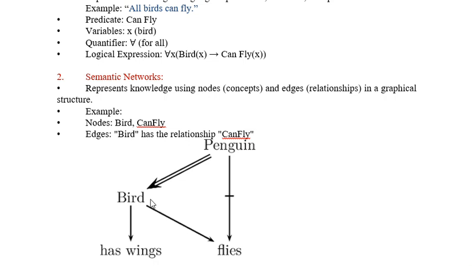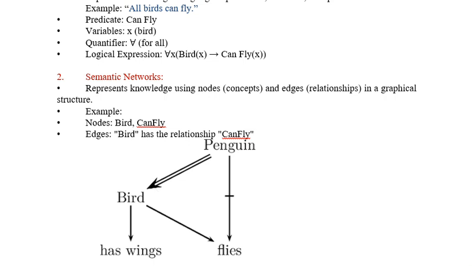Yes or no? Similarly, birds have wings. What is the relation between these? Has wings. Birds will have wings. Next, penguin is a bird. What is the relation between the penguin and the bird? Penguin is a bird, so the relation is is-a. Okay, penguin is a bird. But what is happening here? Penguin is a bird, but it cannot fly. Yes or no?